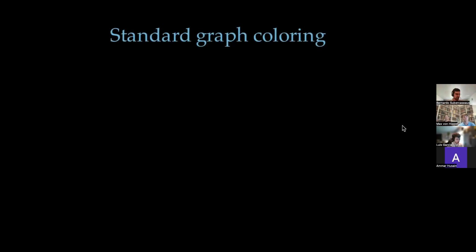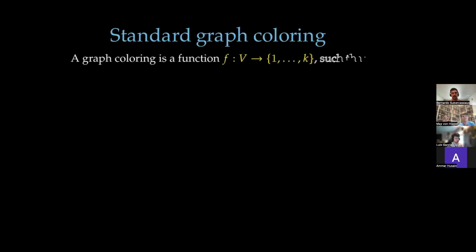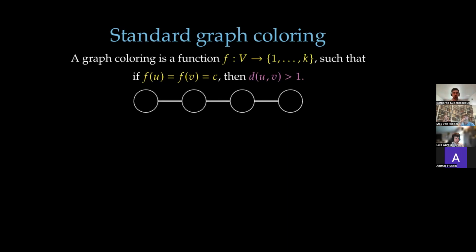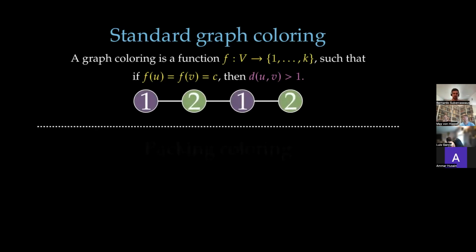Okay, so I'll start by talking about standard graph coloring. In standard graph coloring, what we want is a function from the set of vertices to integers, let's say from 1 through k, such that if two vertices get the same color, then their distance needs to be greater than 1. This is one way of formulating standard graph coloring. For example, if we have this path on 4 vertices, the first vertex gets 1, the next one cannot get 1, so it gets 2, then the next one gets 1 again, and the last one gets 2.